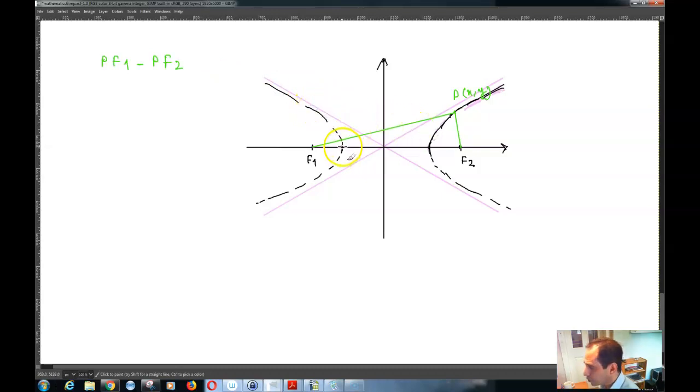Now, if I take these points as, for example, A and B, you know that the coordinates of this point are negative A comma 0. This is A comma 0. This is C comma 0, and this point over here is negative C comma 0.